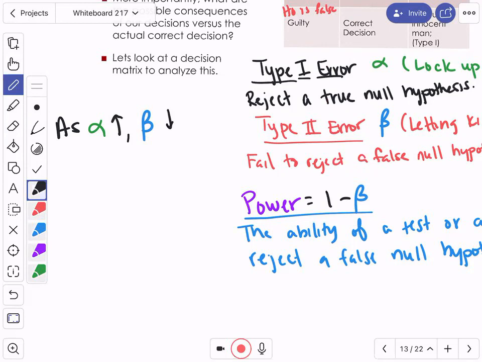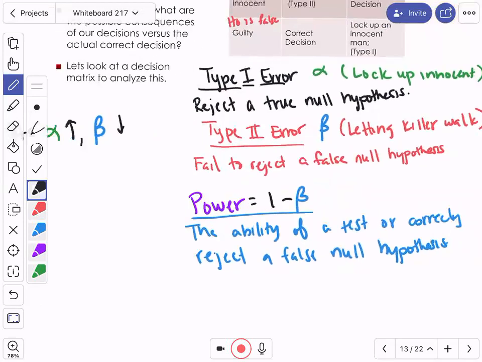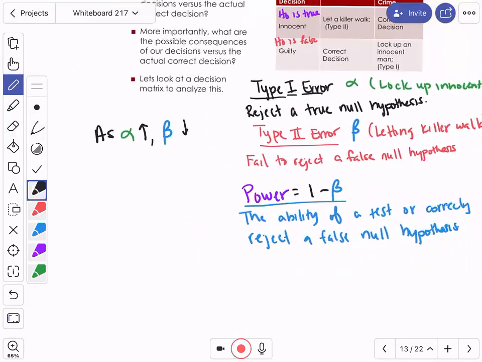So if I want to have a small type 2 error, or if I want to let less killers walk away, I have to be okay with locking up more innocent people. So I have to move from 5% to 10%. Because if I move from 5% to 10%, I'm going to lock up 10% of innocent people. But guess what? I'm going to lock up a whole lot more killers too.